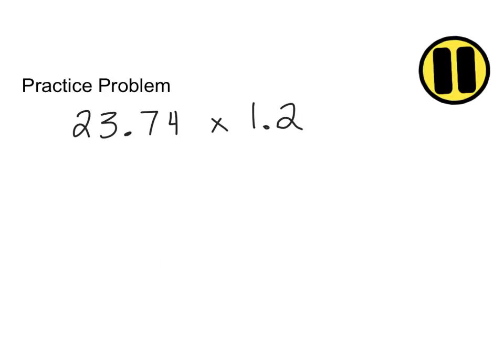All right, and so for your practice problem, you're going to do 23 and 74 hundredths times 1 and 2 tenths. So make sure to remember that you do not want to line up the decimals. You just want to move both numbers as far to the right as you can. Make sure to estimate to confirm that your answer makes sense. And then check your math carefully. Don't be afraid to re-watch the earlier section if you're still a little bit confused. We'll talk about this in class tomorrow. Good luck.